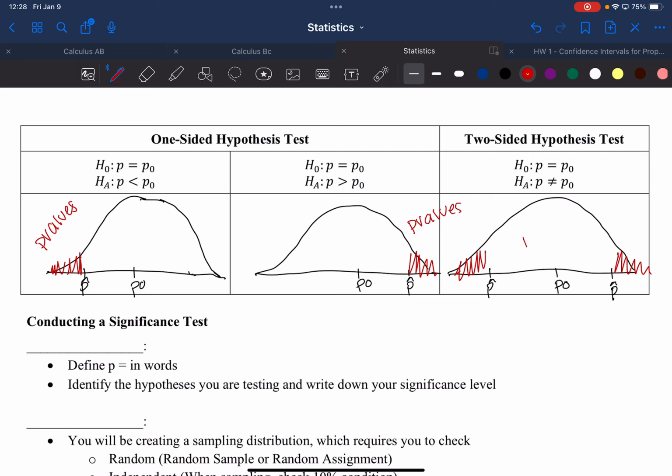What do you notice about the two-sided one? How many areas does it have? 2. So what do you think we're going to do with both those areas? Add them. Both of these areas are going to add together.